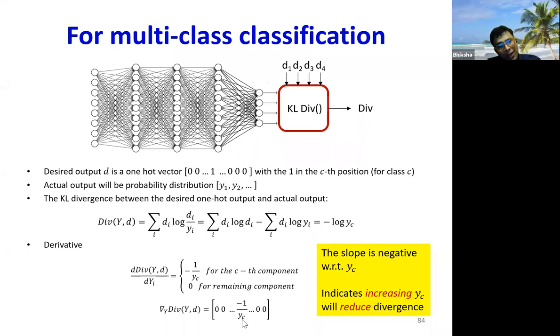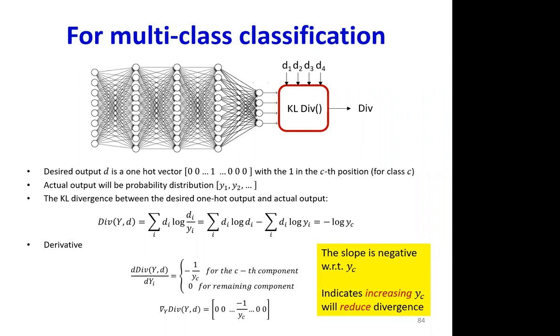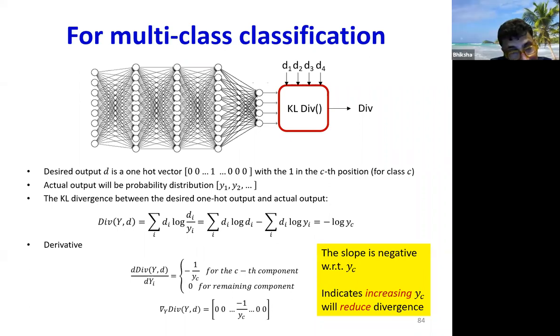Now, if the network is assigning a low probability to the target class, what is the derivative going to be like? Is it going to be a large negative value, a large positive value, a small negative value, or a small positive value? Large negative value. So when the network is assigning a low probability to the target class, it's going to ask you to take a big step backwards. If the network is assigning a large probability, then it's going to ask you to take a small step backwards. So it has this nice property that it's always trying to increase the probability of the target class. And the smaller this probability is, naturally, the more it's going to try to increase it.